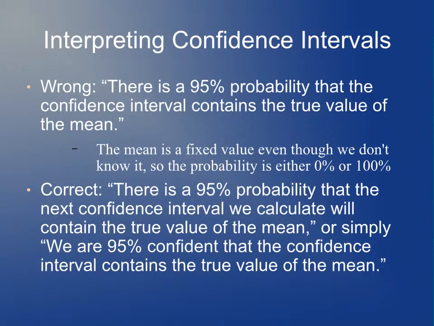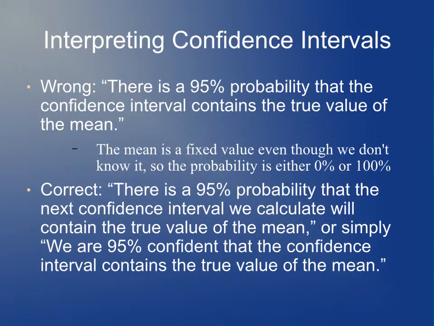Here is just a little comment about how to interpret confidence intervals. Sometimes people say that there's a 95% probability that the confidence interval contains the true value of the mean. That's technically not a correct statement because the mean is a fixed value even though we don't know what it is. So it's either contained in the interval or it isn't. So it's probability 100% or 0%.